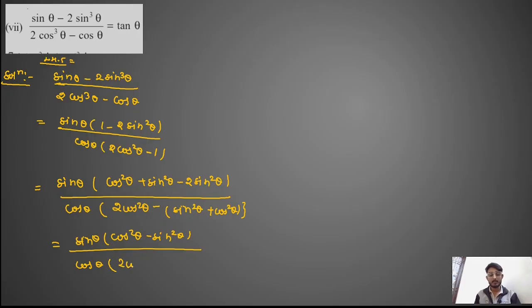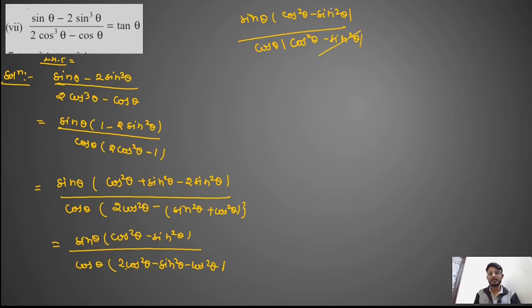And here 2 cos square theta minus sin square theta and minus cos square theta. Whenever you minus 2 cos square theta and minus cos square theta, you will get cos square theta only. So from here basically you will get sin theta into cos square theta minus sin square theta upon cos theta into cos square theta minus sin square theta. Both terms will be cancelled out from each other, so sin upon cos theta you will get as tan theta. This is hence proof.